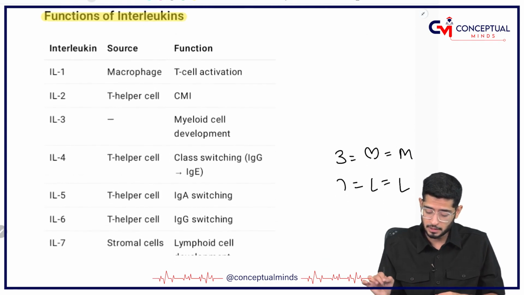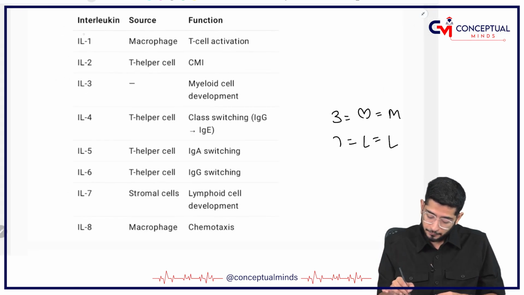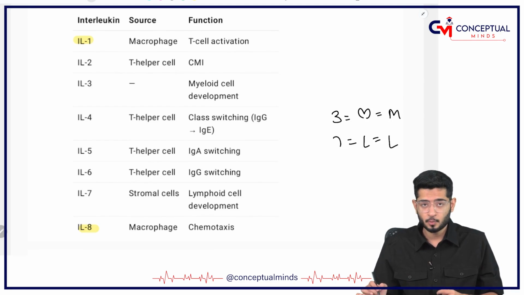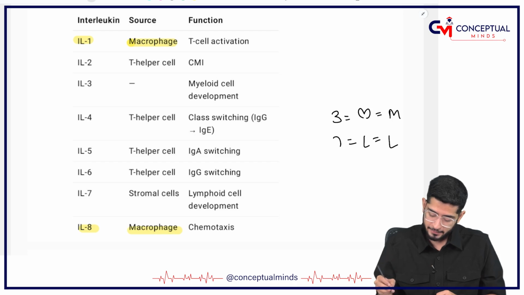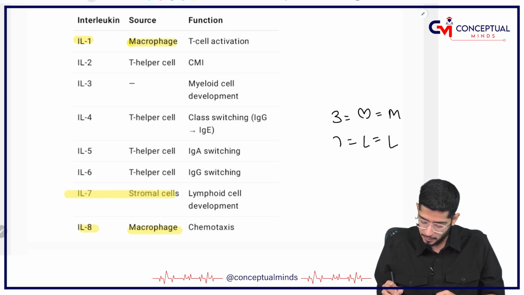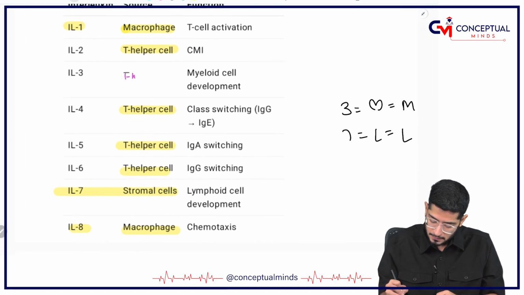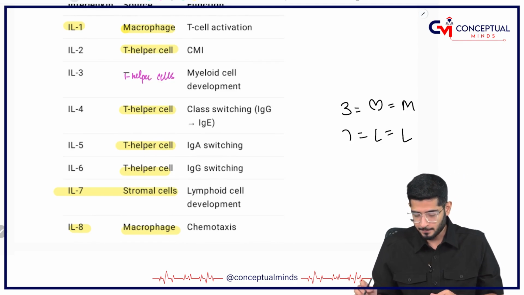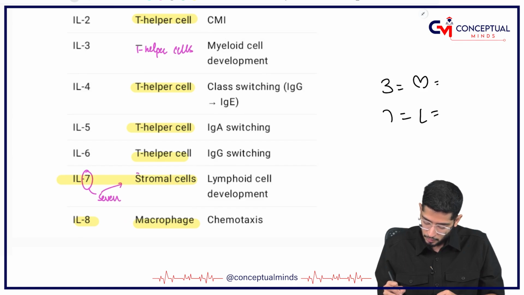Coming on to the functions of interleukins, please remember that the first and the last ones, interleukin 1 and interleukin 8, come from the macrophages, right? Whereas everything else except 7 comes from the T helper cells. In fact, interleukin 3 is also coming from the T helper cells. Now interleukin 7, they tell you, comes from stromal cells, so you can remember S for 7, and S is the stromal cell.